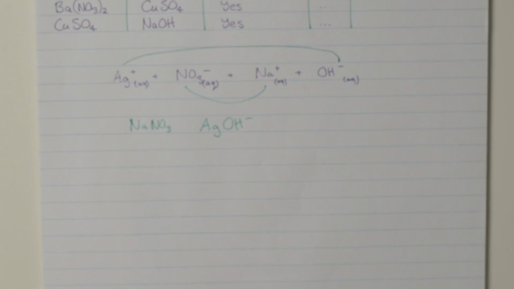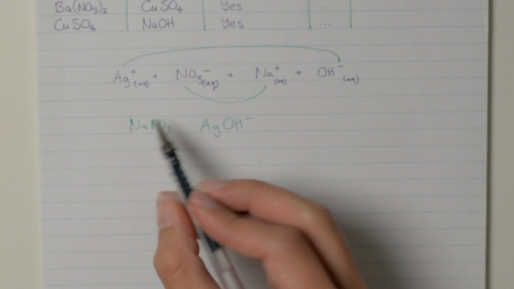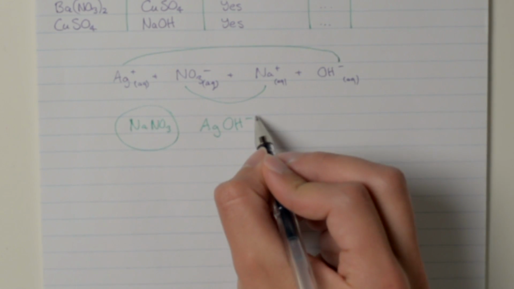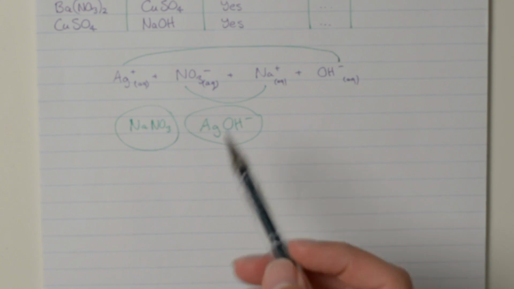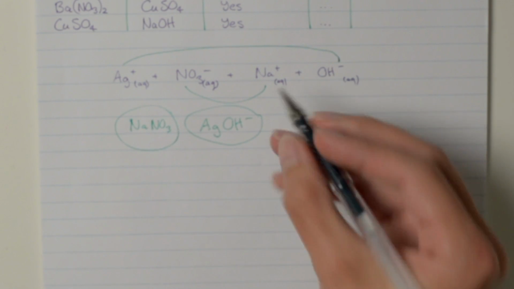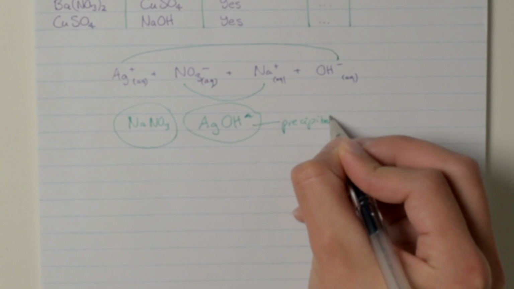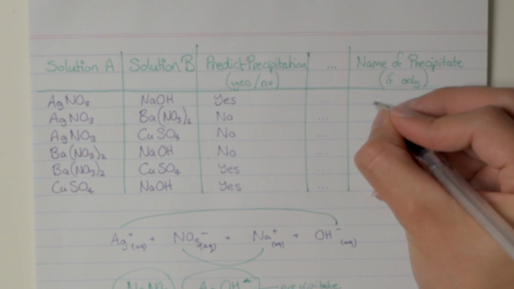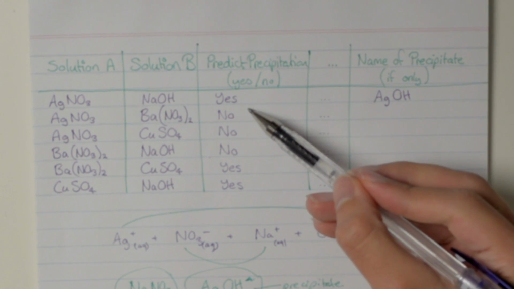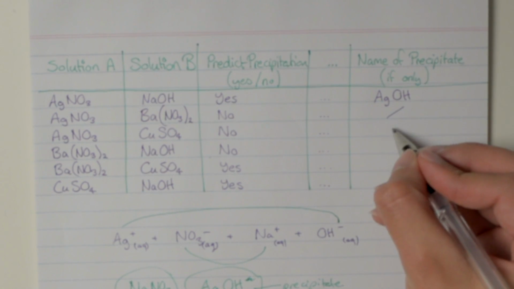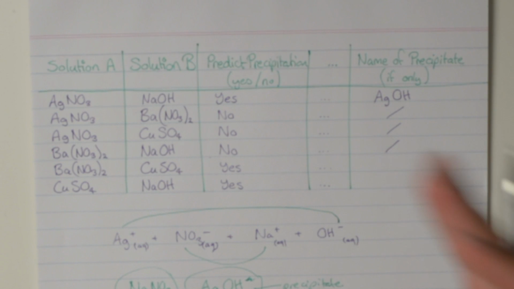Now, the table in the textbook says that all nitrates are soluble in water, and the textbook says that hydroxide, if you combine it with silver ions, will actually be insoluble. So that's our precipitate. For these three, we predicted that there would be no precipitate, so this column here for those answers doesn't really apply, because if there's no precipitate, then there's no answer.